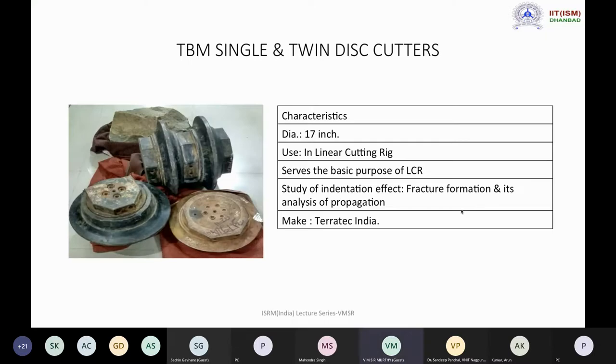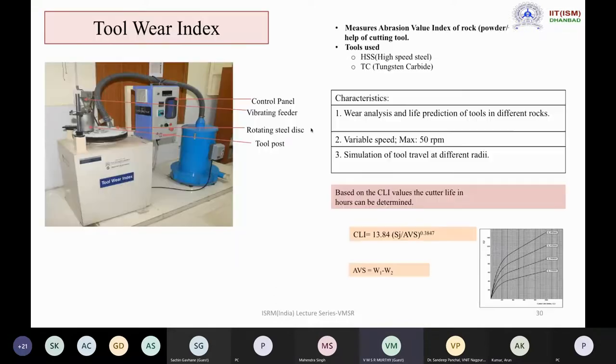So these are the cutters that we are using normally. You can see the cutter ring here, the black one. You have a twin disc at the center, single disc. So typically 17 inch to 20, 21 inch we are using. In fact, we got this from Terratech, which has actually helped us do some kind of full scale tests in our rig.